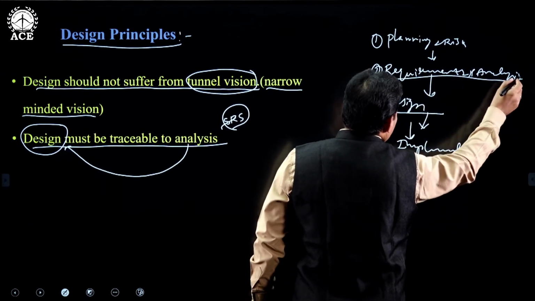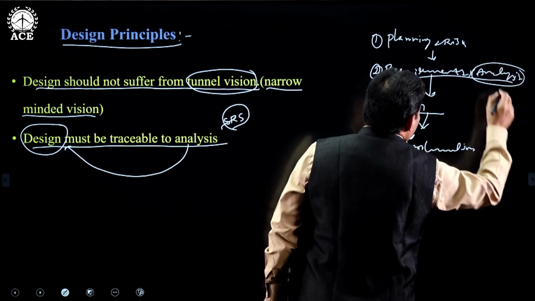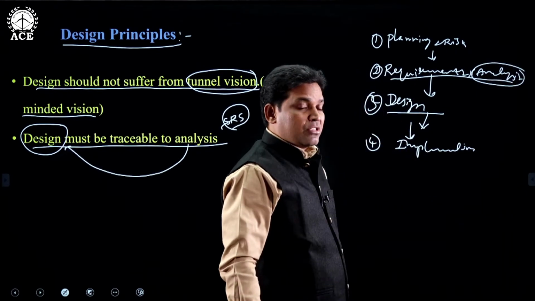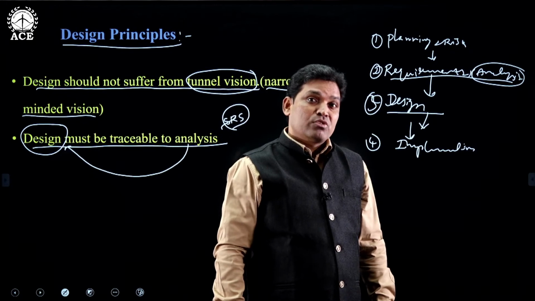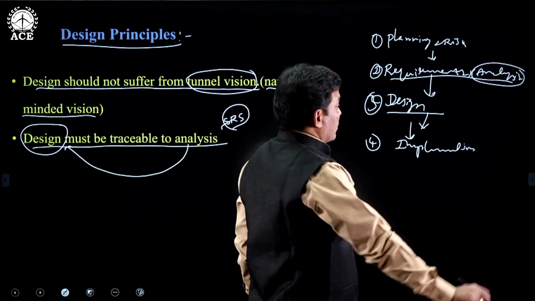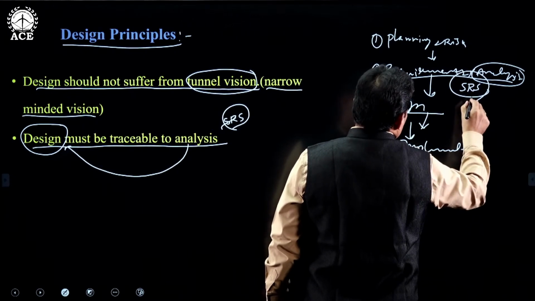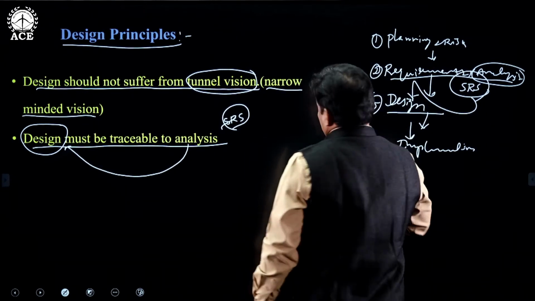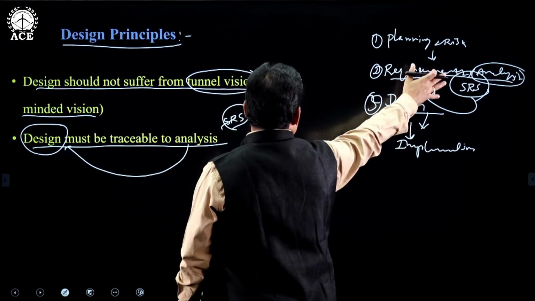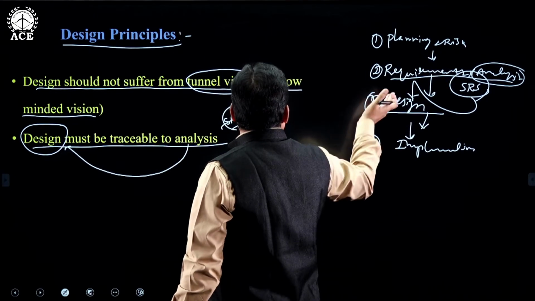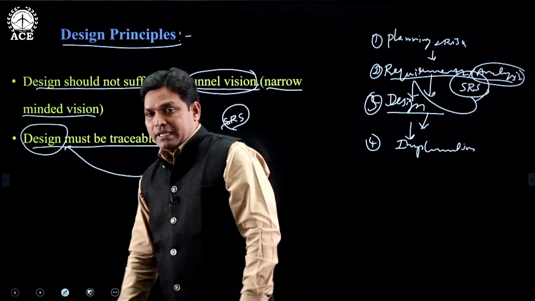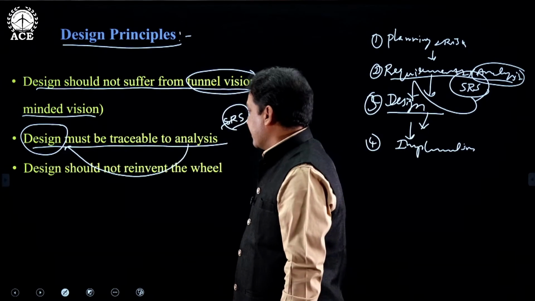After gathering, requirements should be analyzed. What's the purpose here? To remove contradictory requirements, ambiguous requirements, and incomplete requirements. After discarding all those requirements, the SRS document, the software requirement specification document, will be prepared. Based on that only, design should take place. So design must be traceable to analysis. From the analysis phase only, design should take place. That is one of the design principles.